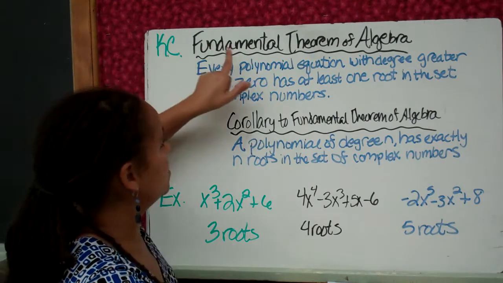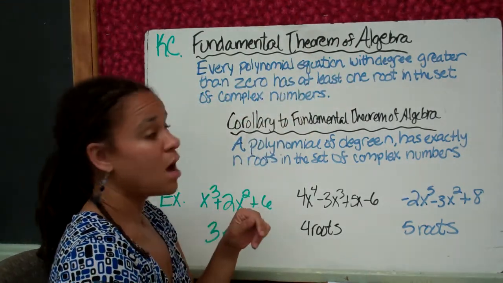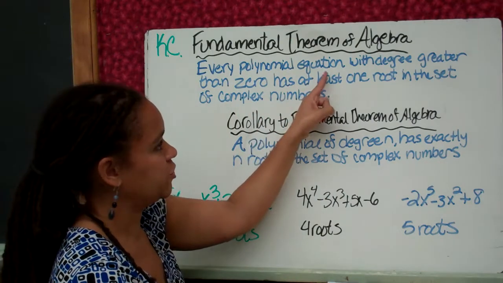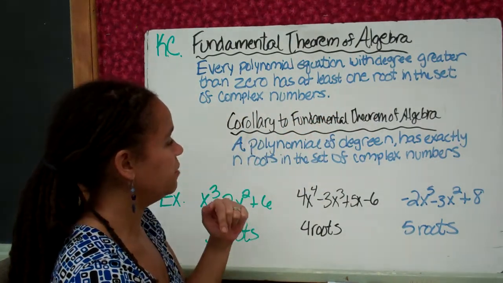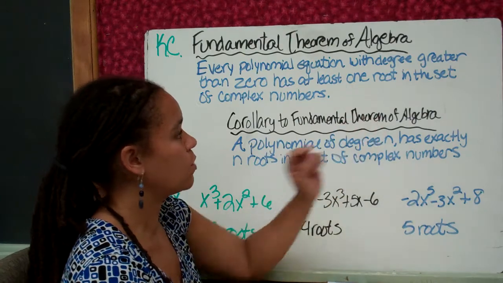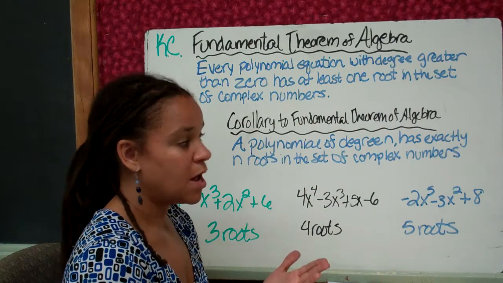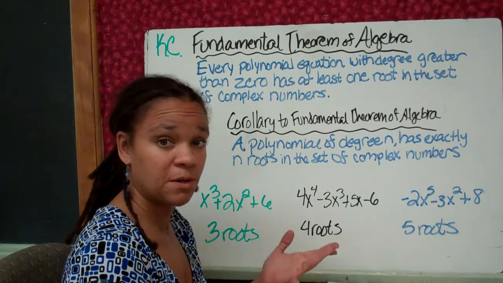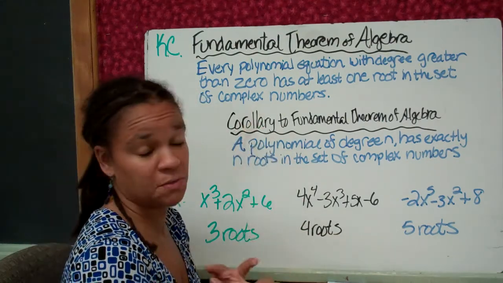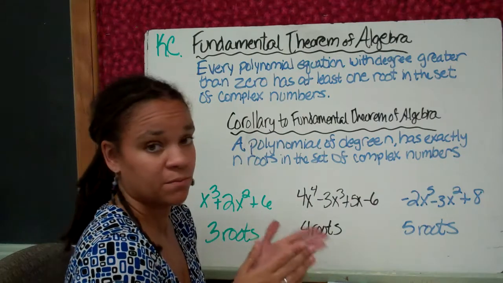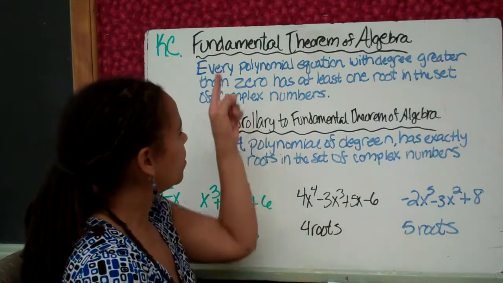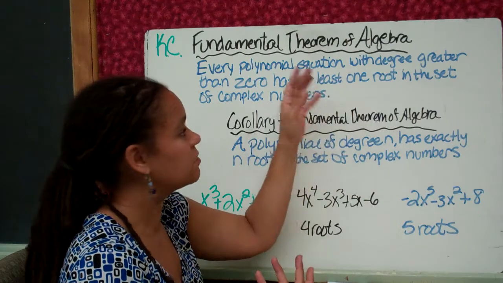Which brings us to the fundamental theorem of algebra. Every polynomial equation with degree greater than 0 has at least one root in the set of complex numbers. So it's saying any polynomial has at least one root. It could be imaginary because it's in the complex. It could be a real. It could be a complex number, imaginary and real. That's kind of obvious, so we don't use this as much.